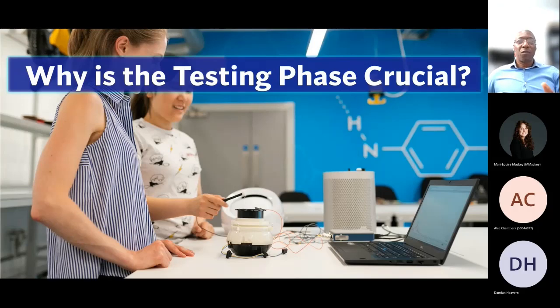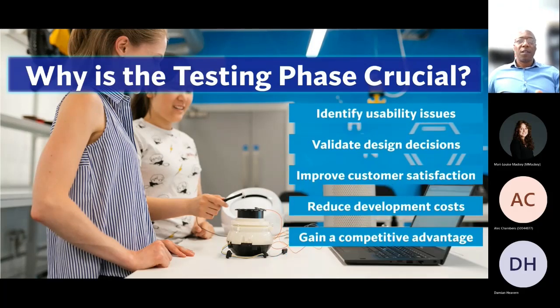So why is the testing phase crucial? User testing is conducted for several reasons. User testing helps to identify usability issues, pain points, and areas of improvement in your product or service by observing how your users interact with it. The feedback can then be used to make design decisions that improve the user experience and lead to higher user satisfaction. It helps to validate design decisions by gathering feedback from your users who represent the target audience. And then this feedback is used to make changes to your product or service to better meet those user needs.